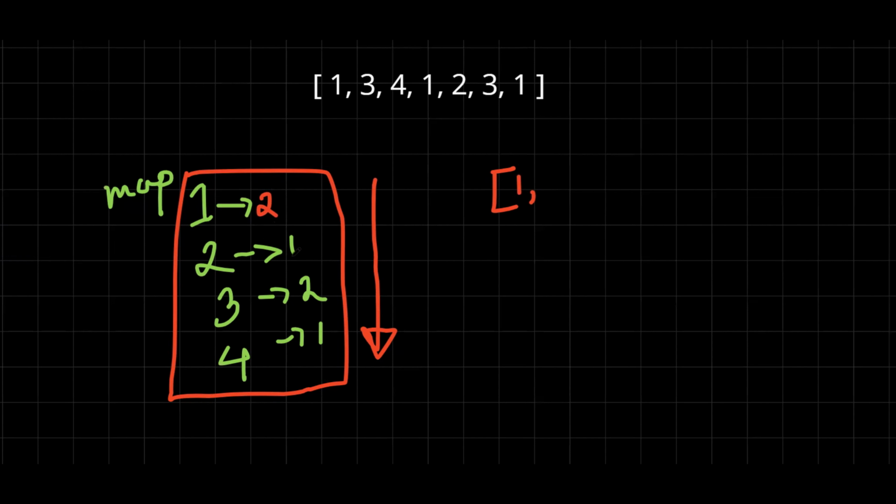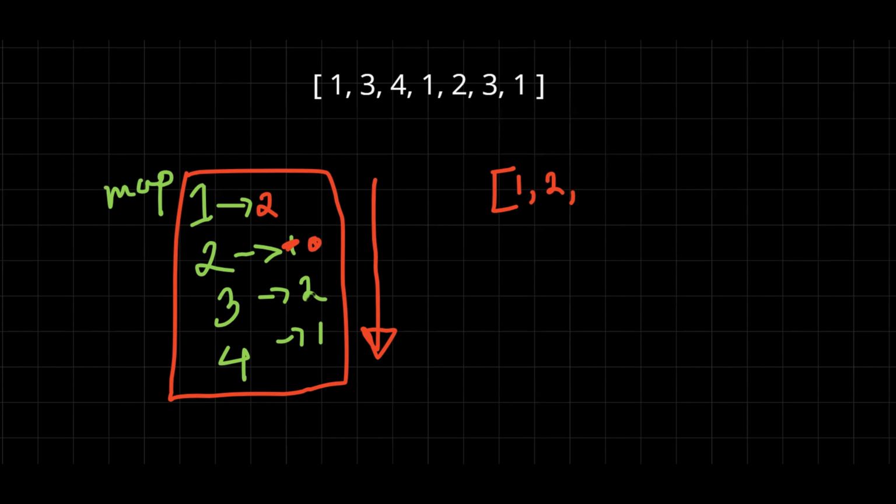Now for this element 2, we have to check whether the value is greater than 0 or not. Yes, the value is 1, it is greater than 0. That means we can use another 2 here. After using 2, we can make this 1 into 0. That means there is nothing left for this element 2.